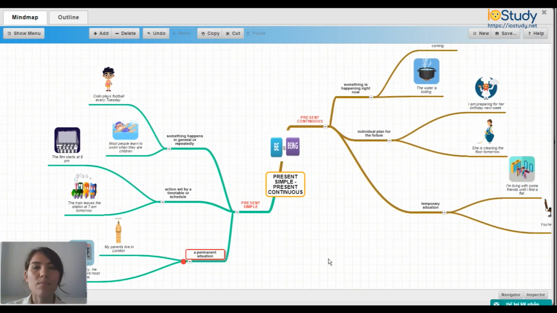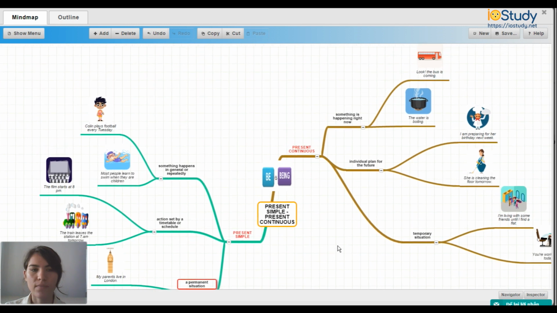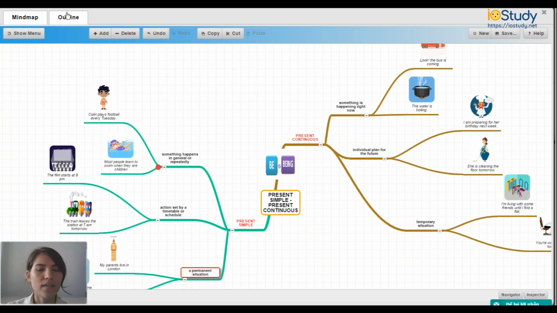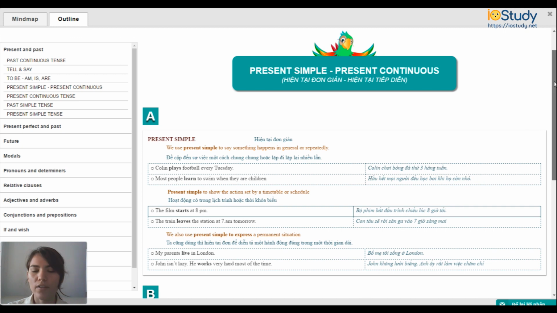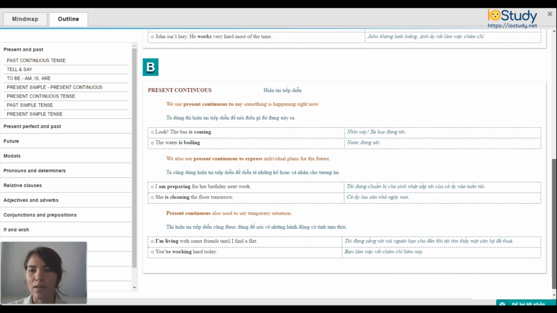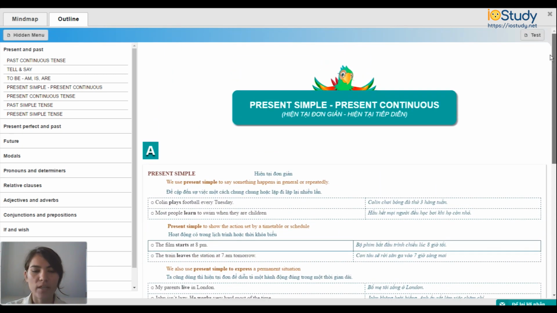Okay, now we have our completed mind map for present simple and present continuous. Now let's click here to talk about the outline. So as you can see here, you have the present simple and present continuous outline. You can scroll through this page to find further examples and situations where they explain about the present simple and the present continuous. After reading this, you can go ahead and take the test, and in the next video, we will take the test together.